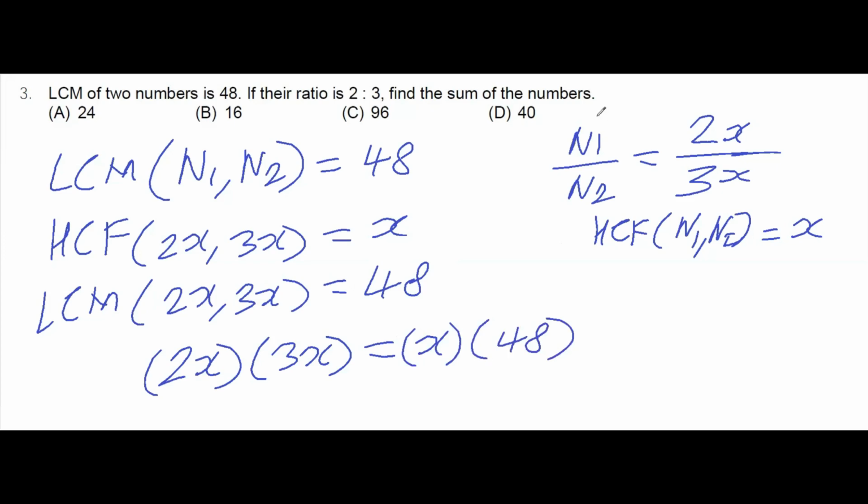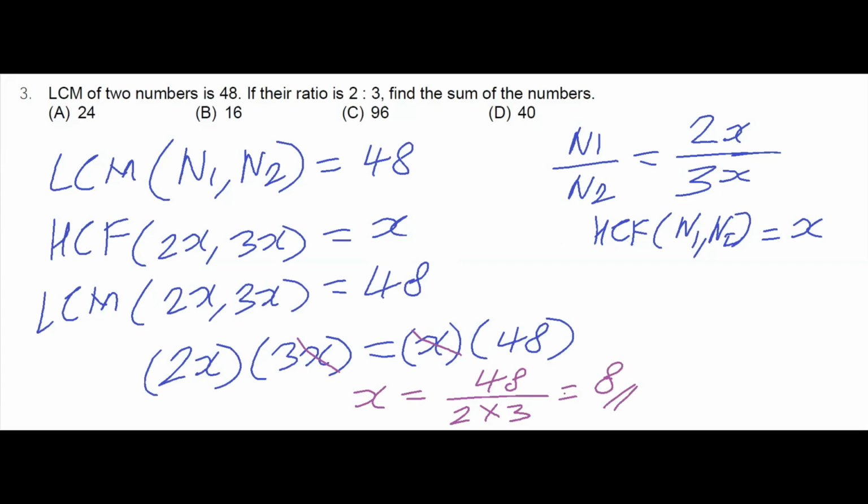So when I solve this further, this x and x will get cancelled, and the value of x will be 48 divided by 2 into 3, that is 6. 6 eights are 48. So the answer is 8. The value of x is 8.